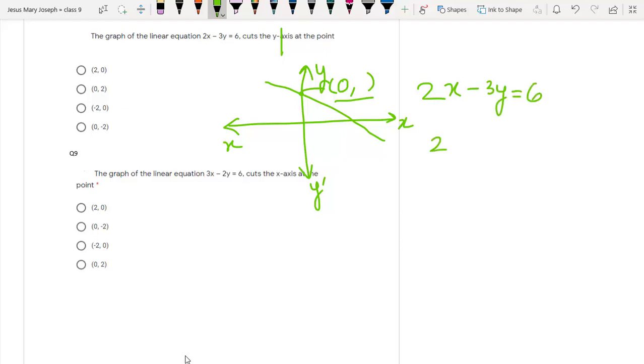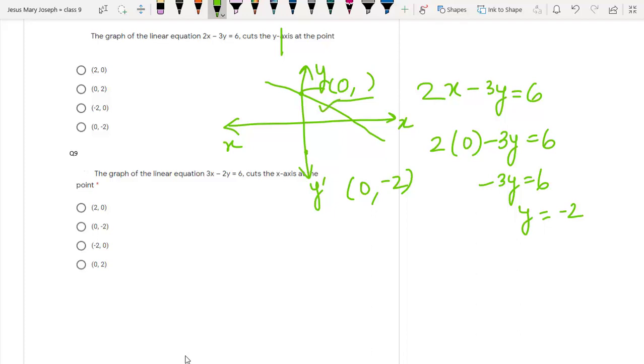So by putting 0, we get minus 3y equal to 6. So y comes as minus 2. So we have got the value as x is 0, y is minus 2. So actually the line is cutting somewhere here. This was a rough diagram. So the line is cutting like this. So the answer is (0, minus 2), that is option number D.